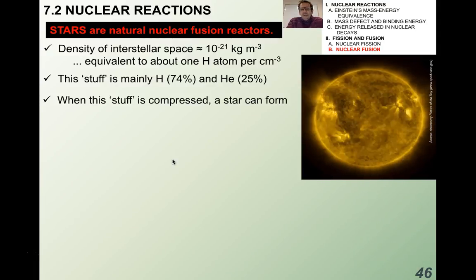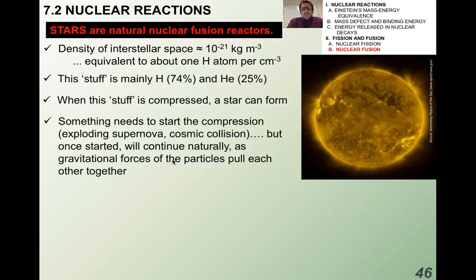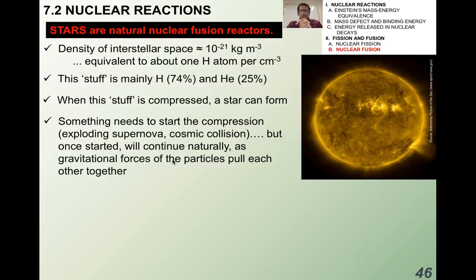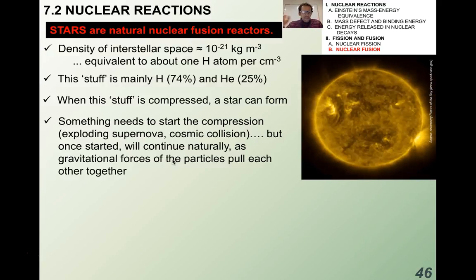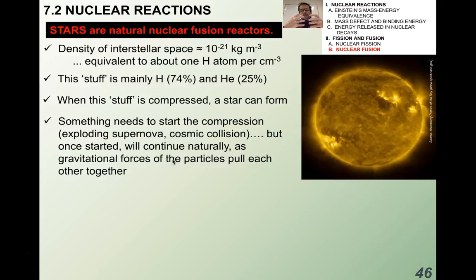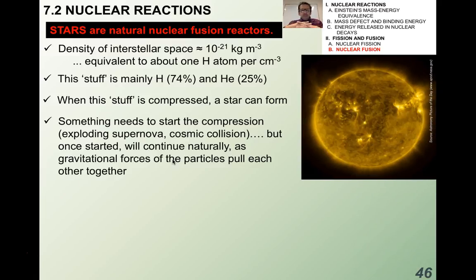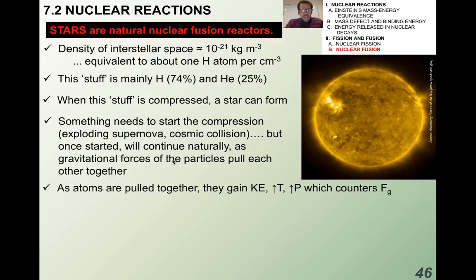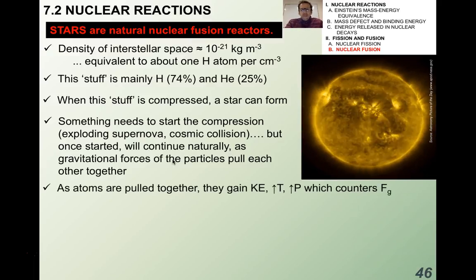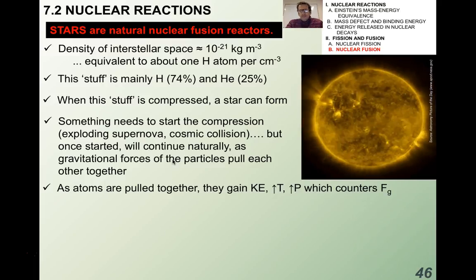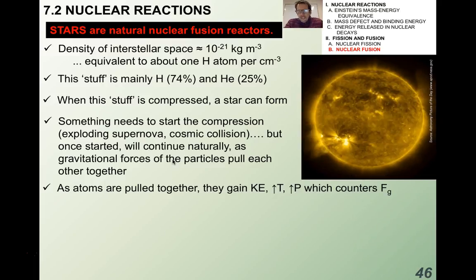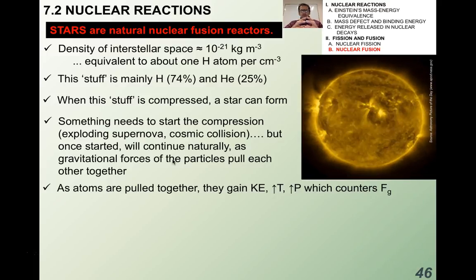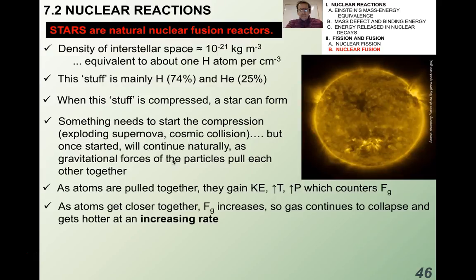When those atoms are compressed, then a star can form. But something needs to actually start the compression, okay? This can be an exploding supernova, a cosmic collision, something that will push those atoms together. Once it's started, it will continue naturally because the gravitational forces of the particles pull other particles in together, and as they're pulled together, they gain kinetic energy, the temperature goes up, and there becomes what's called a radiation pressure, which counters the force of gravity, which is what gives a star its spherical shape and its diameter.